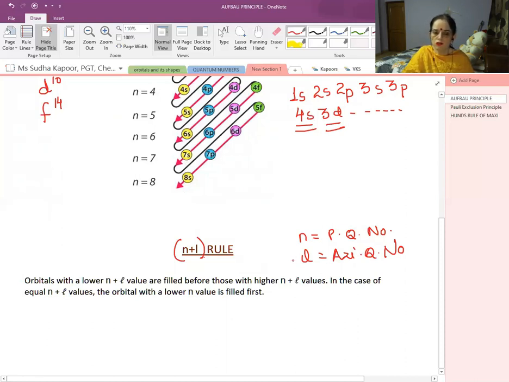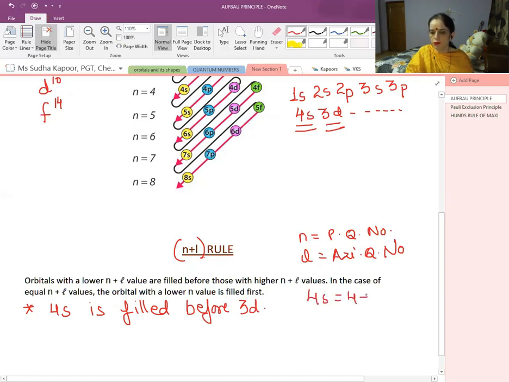The N plus L rule says that the orbital having the lower N plus L value is filled first, and the one having the higher N plus L value is filled later on. So orbitals with lower N plus L values are filled before those with higher N plus L values. Finding the answer to our question, why 4S is filled before 3D: from the N plus L rule, for 4S the sum is 4 plus S, that is 4 plus 0, which is equal to 4.